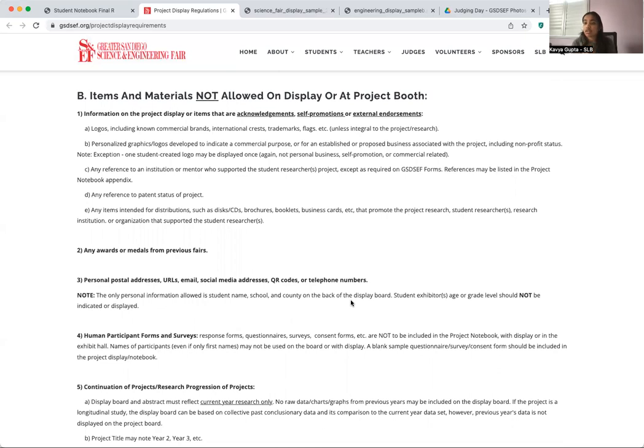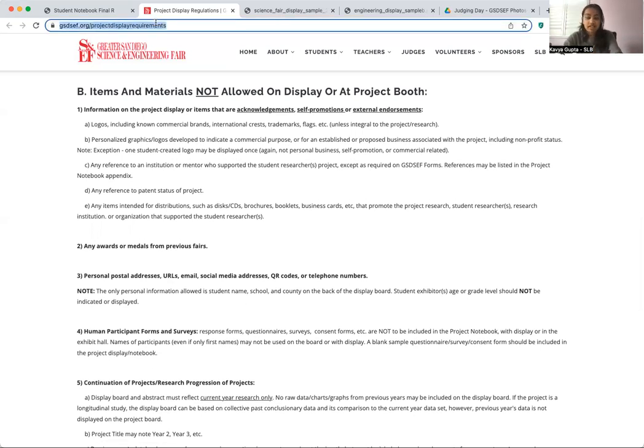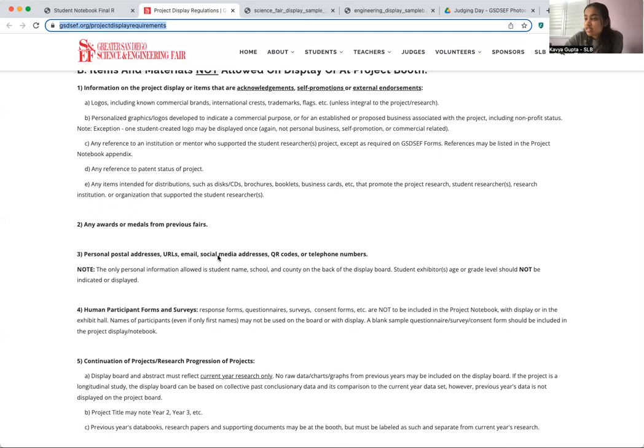I'm not going to go through all of the different requirements and display guidelines, but you can go through this website. Again, all of this information is posted on the GSDSEF project display requirements page, so you can go through it in detail if you have any specific questions.